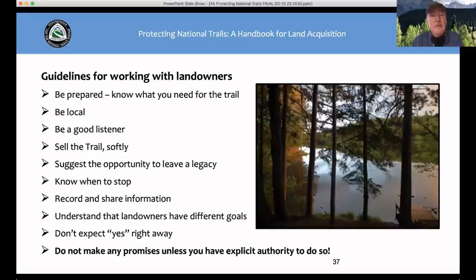These are Kevin's guidelines for working with landowners. Be prepared, be local, be a good listener, sell the trail, suggest the opportunity to leave a legacy, know when to stop. Don't expect yes right away. Understand that the landowner is going to have different ideas about what to do with the land than you might. And then I've added one of my own, which is don't promise anything, because a landowner will remember everything that you say, and a landowner sees you as the representative of the trail organization.